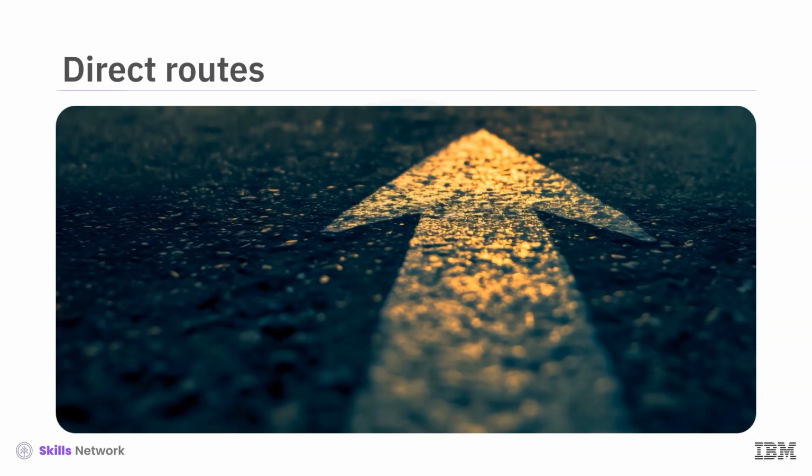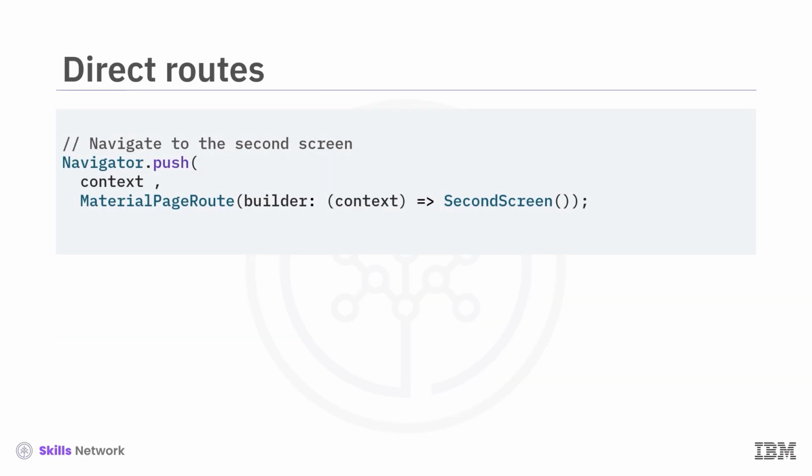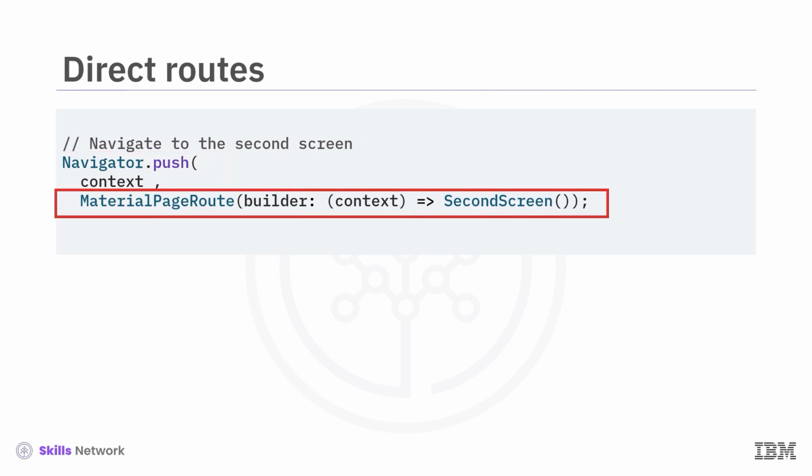The second method is the direct route, which passes the MaterialPageRoute or CupertinoPageRoute directly to the navigator. Let's have a look at this code to understand direct routes better. This method pushes a new route onto the stack, with context referring to the location of the current screen. MaterialPageRoute creates a new route that navigates to the second screen.